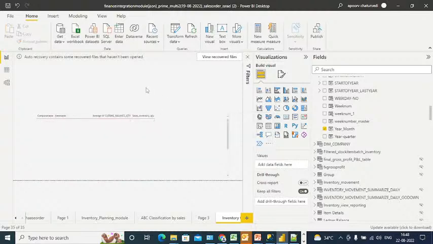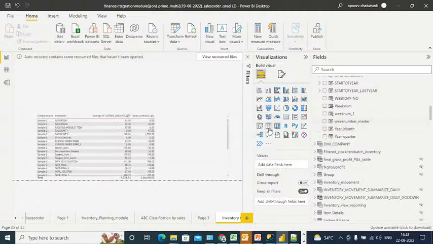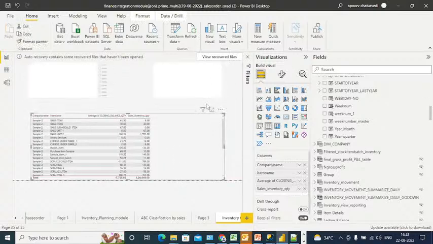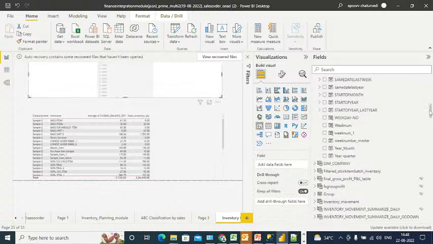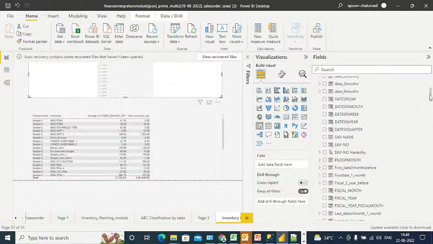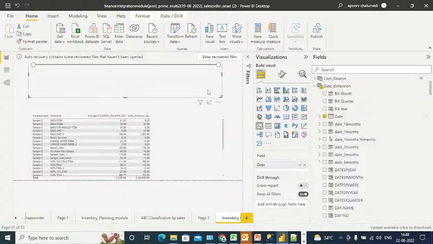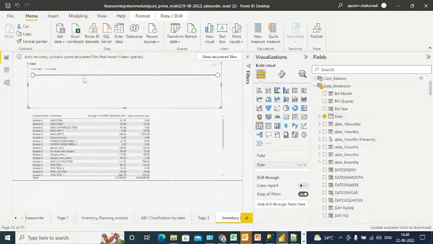I will remove the slicer and pick up this slicer here, and I will go down here and then pick up the date dimension here, and let it come like this. So what happens is that if I am moving this date dimension here, then it is calculating the average of inventory over this particular time period.